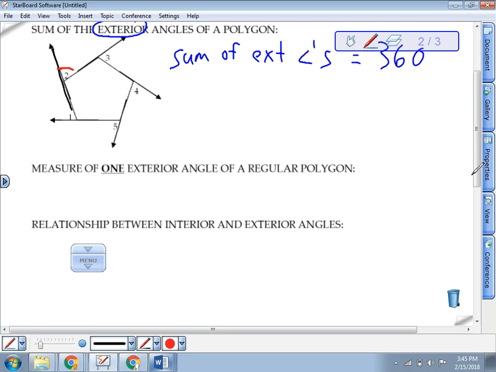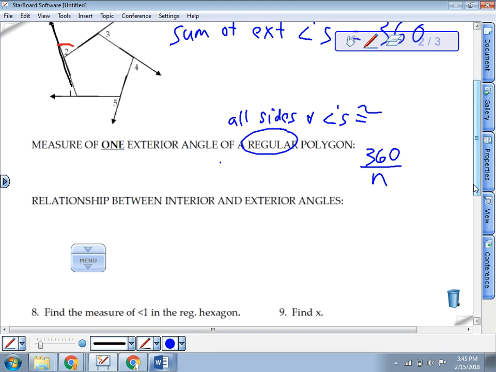What's the measure of one exterior angle of a regular polygon? Well, there's a key word here: regular. Remember, that means all sides and angles are congruent, or the same. To figure that out, we know that they all have to add up to 360. So we're just going to take 360 divided by n. Again, n is the number of sides. So that's going to be pretty simple.